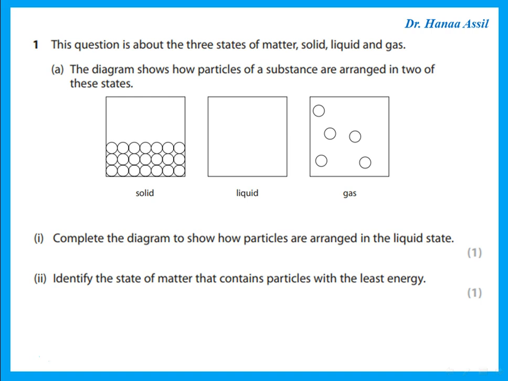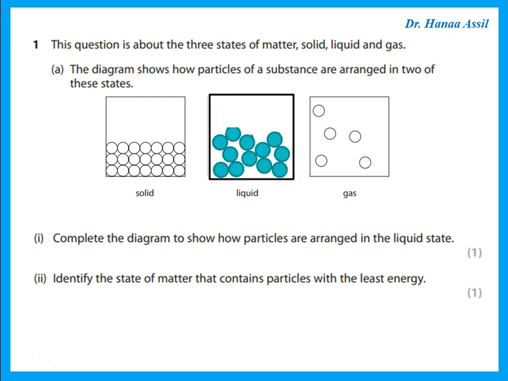I'm going to remind you that in the solid state that he drew, he has regular rows closely packed. The particles are in regular rows closely packed. In gas, they are randomly arranged very far apart. Now, what about liquid? You should realize that when you're drawing the particles of a liquid, they should not be in regular rows. So this is a random arrangement.